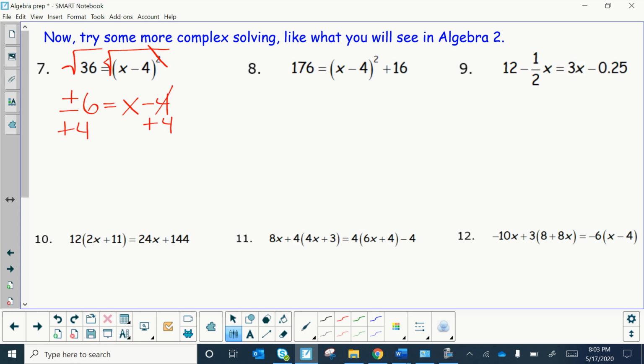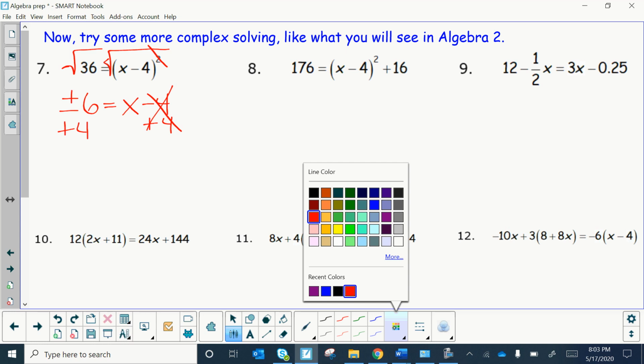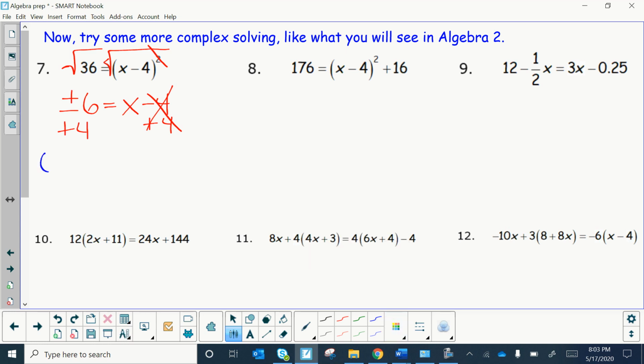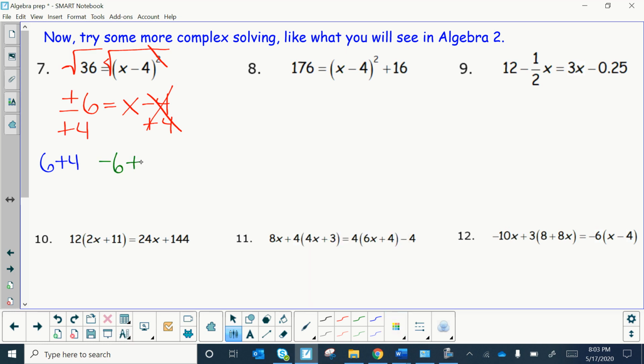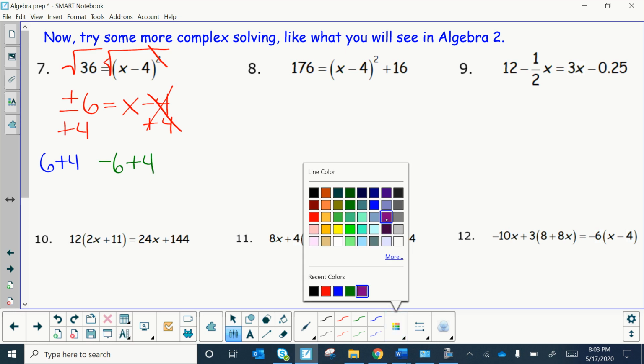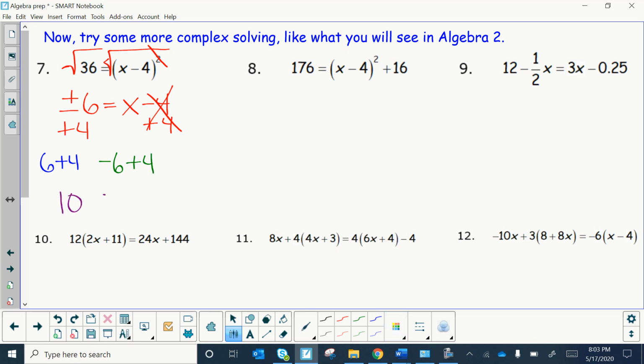So now here's where you want to break it down into two parts. Let me get a different pen. So you have a positive 6 plus 4, and then you have a negative 6 plus 4. And so we're going to have two answers, and our two answers are going to be 10 and negative 2. Okay, so x equals 10 and negative 2.